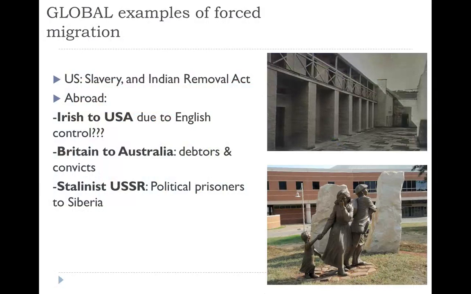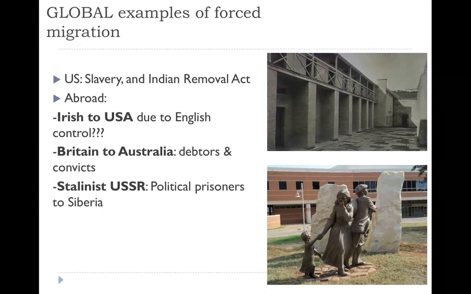When we talk about global examples of forced migration, we just talked about U.S. slavery and the Indian Removal Act. In other parts of the world, we look at a number of Irish people leaving Ireland and moving to the United States, largely because of the English control over Ireland itself at the time when it was still part of Great Britain. We look at Britain to Australia.